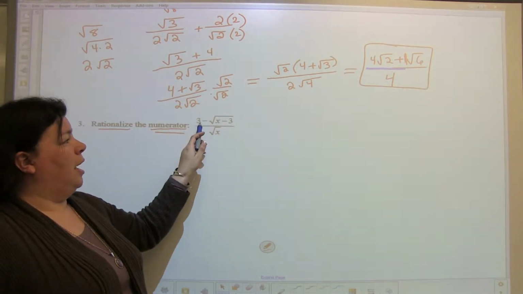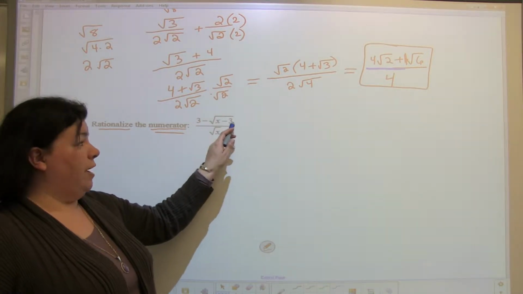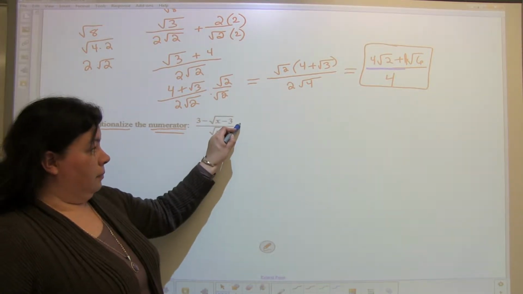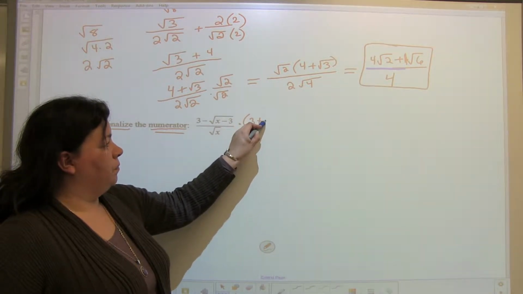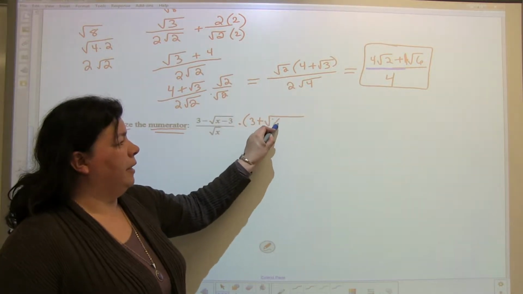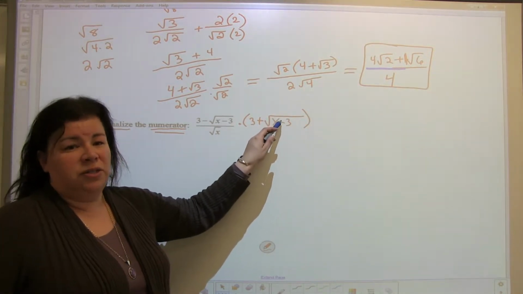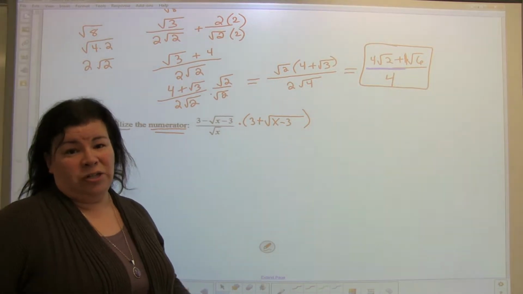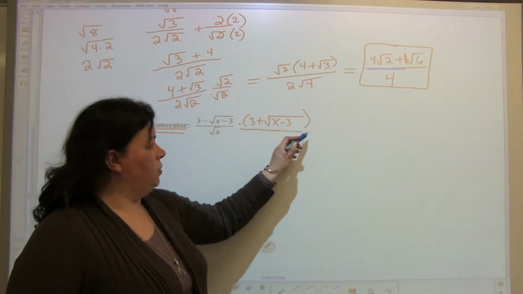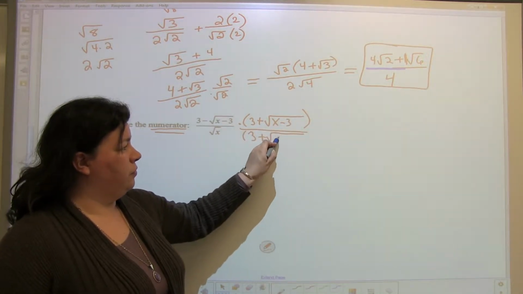So the conjugate of 3 minus the square root of x minus 3 is multiplying by 3 plus the square root of x minus 3. So what stays underneath the radical sign, those signs don't change. It's only the sign that's outside the radical that changes. And again, what you do to the top, you have to do to the bottom. So whatever you do to the numerator, you have to do to the denominator.